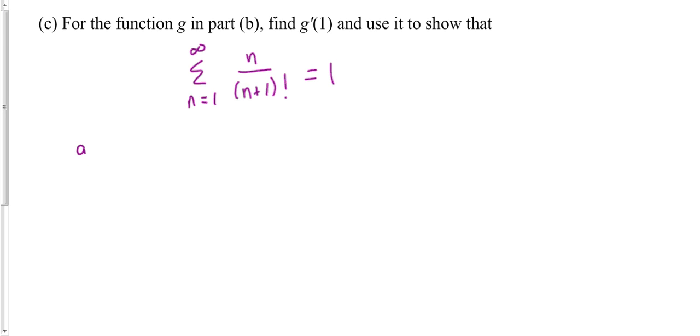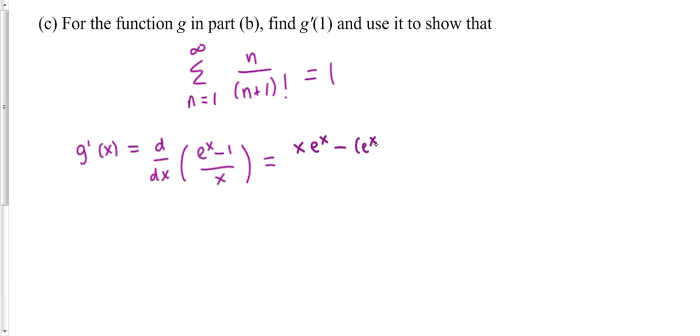So we're going to start by finding g prime of the function. So that's going to be taking d by dx of the original function, which is (e to the x minus 1) over x. And I'm going to have to use the quotient rule, which says that I take the denominator times the derivative of the numerator, which is going to be e to the x, minus the numerator, which is e to the x minus 1, times the derivative of the denominator, which is 1 because it's just x, divided by the denominator squared. And we can simplify this a little bit here.